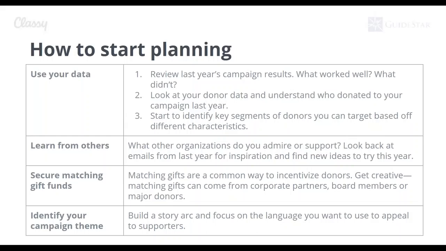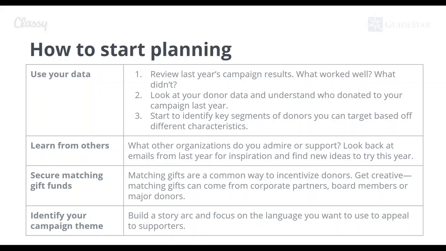So let's start by diving into some strategies to create a planning calendar and help you avoid feeling rushed once year-end hits. Start off by using your data. Take a look at previous year's campaign's results. What went well? What didn't? Look at last year and think about your key takeaways and how they can inform your strategy for this year.